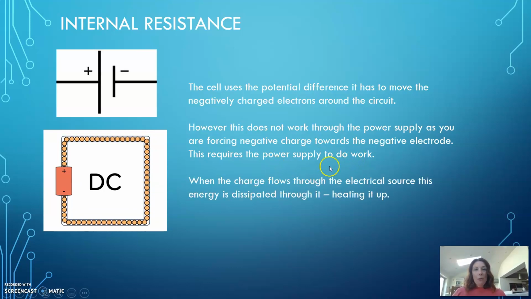So when charged through the electrical source, this energy is dissipated through it, heating it up. If we think about a battery, it will use chemical energy, a chemical reaction, to move the negative electrons to this plate. In doing that, they're doing work, and that creates heat, and that heat is dissipated through the battery. So you can feel this. If your phone is working and you're doing something on it, and it's working hard, you can feel it start heating up, okay? That might give you a clue to the big question.